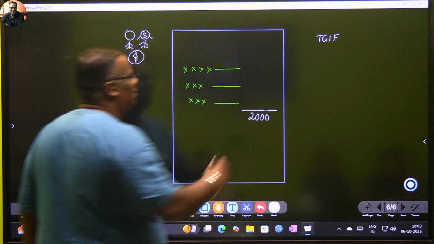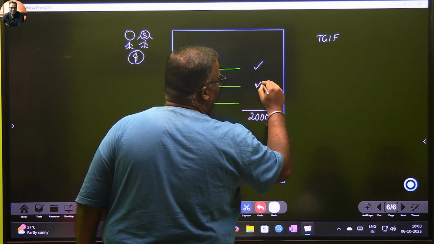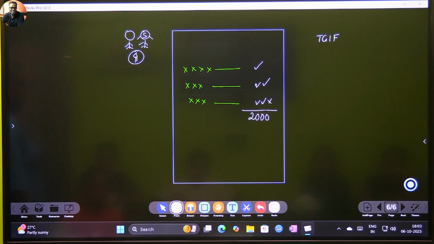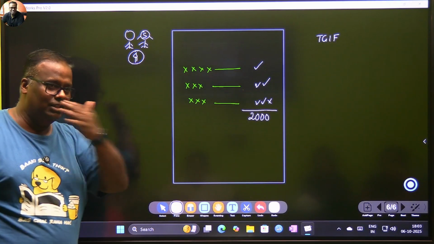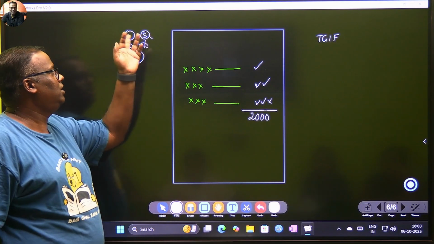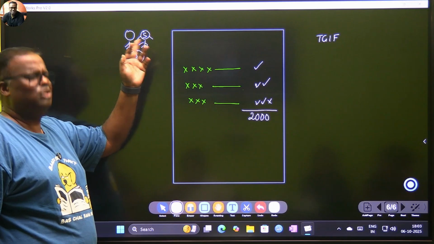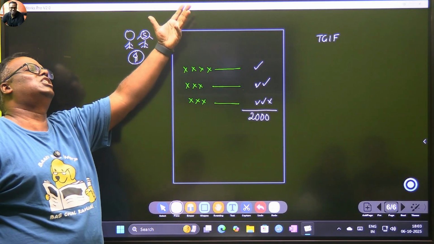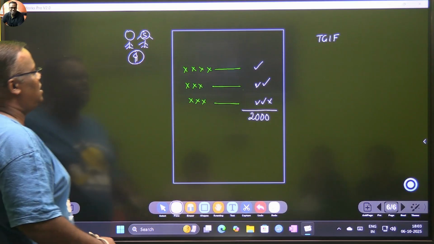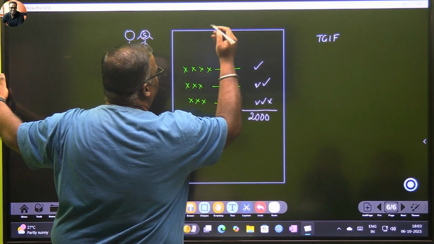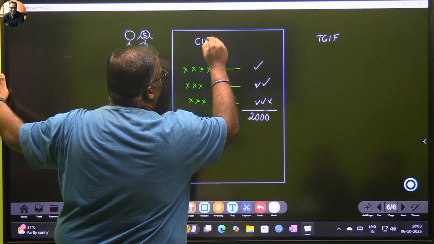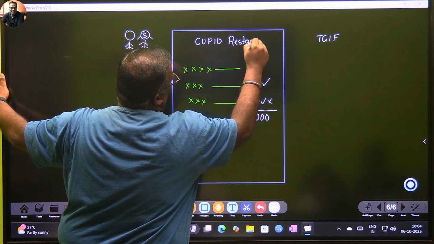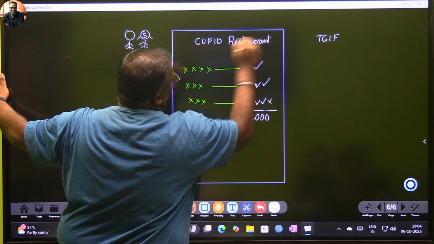ठीक है ना? लुटाया है और क्या? This is some right, cross, whatever comes. This 2,000. Now, whenever they have done this, he is treating her. He's getting happy. Treating her 2,000. लुटा रहा है पैसा ऐसे. But this place is what? This place is something like, let's name this restaurant. This restaurant's name is Cupid Restaurant. Oh my God. Okay. This is Cupid Restaurant.